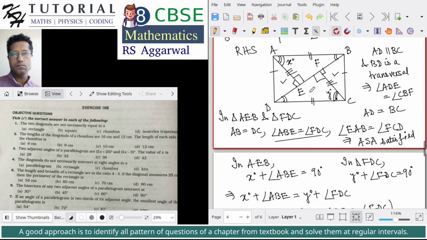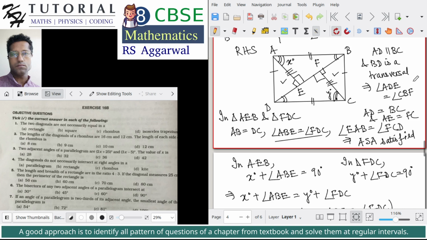Now in triangles AED and FBC, we already have one right angle. The right angles are equal. The hypotenuses are equal, that is, AD is equal to BC, and we additionally have AE equal to FC, which is one arm. So all this fact we have.